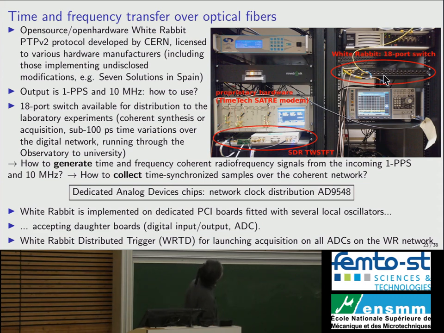Now, one of the limitations, in my opinion, of using White Rabbit is that it gives you two very basic pieces of information. White Rabbit will give you 1 PPS, 1 pulse per second time information, plus or minus 60 picoseconds, and it will give you a copy of a 10 megahertz. And personally, I don't care about 10 megahertz. I don't care about 1 PPS. There's no use for 1 PPS and 10 megahertz. The question is, how do I make use of this 1 PPS and 10 megahertz for my practical application?